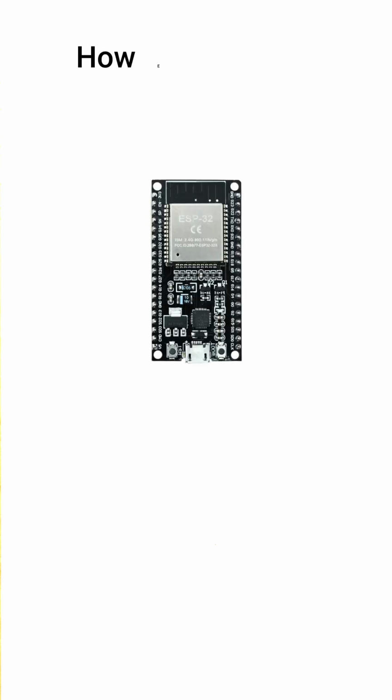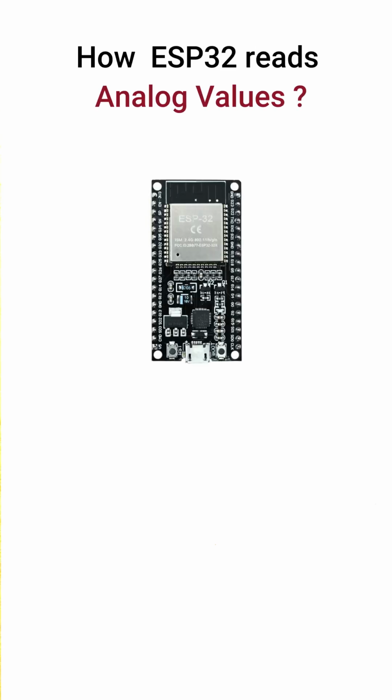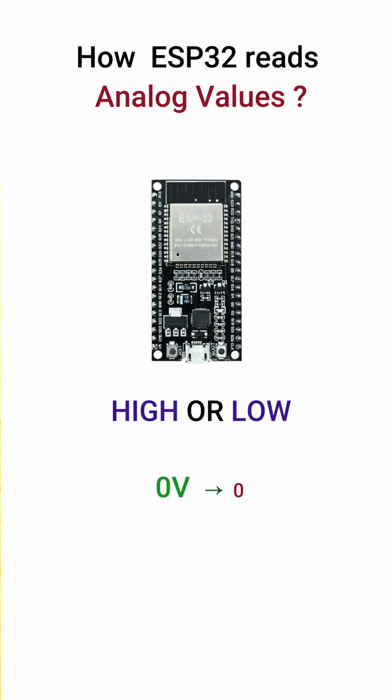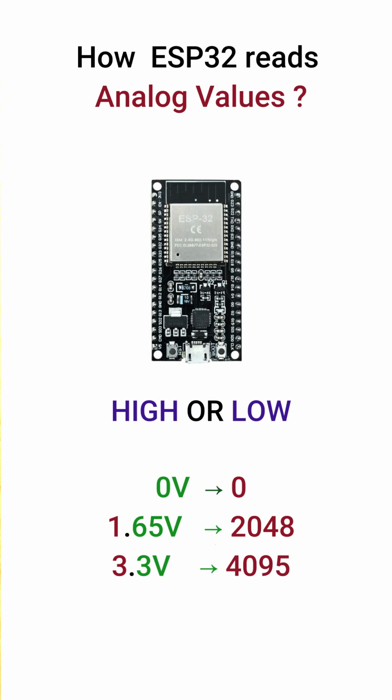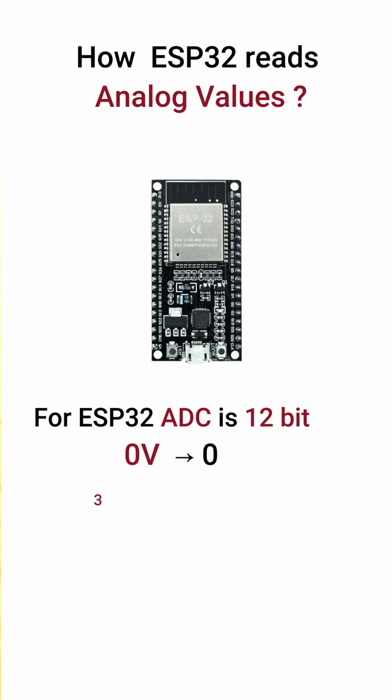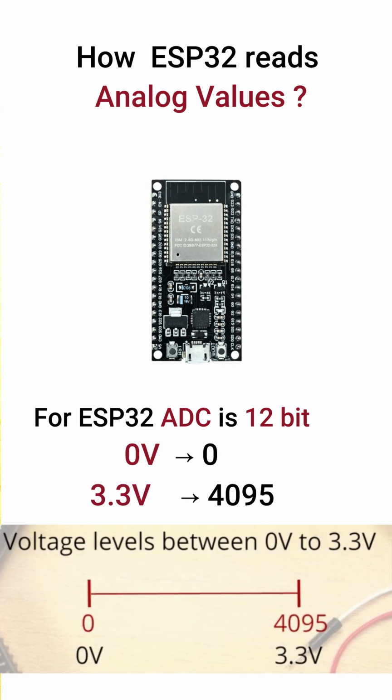But how does the ESP32 read analog values? The ESP32 has a built-in ADC, so it can measure voltage between 0 volts and 3.3 volts. Instead of just high or low, it gives us a range of values. For the ESP32, the ADC is 12-bit. That means 0 volts gives value 0, and 3.3 volts gives value 4095.